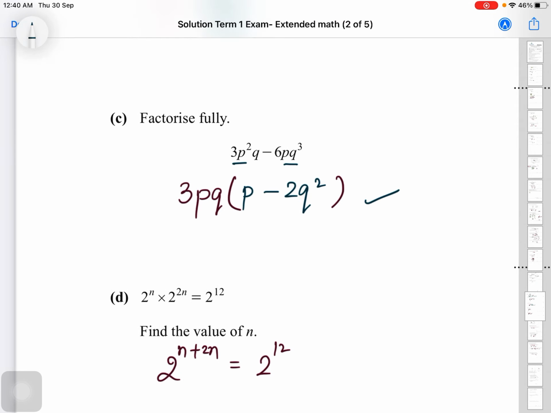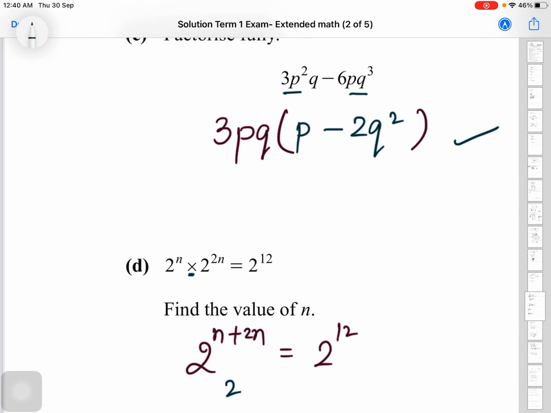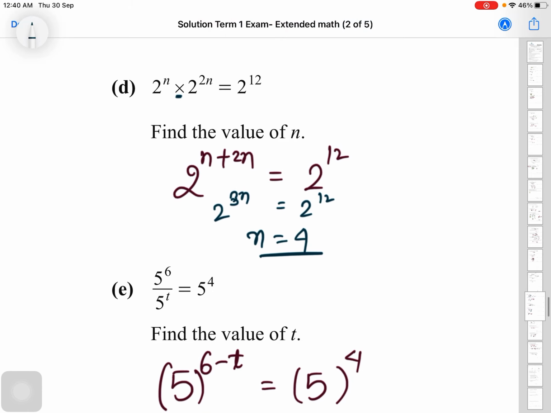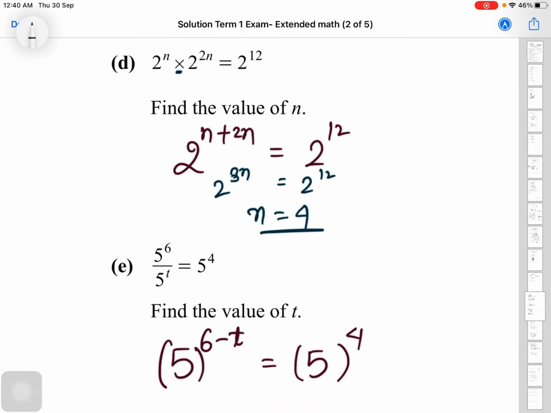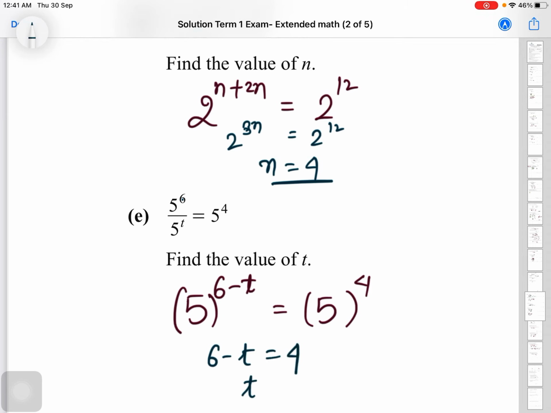2 to the power n into 2 to the power 2n is equal to this. Because it's multiplication, the powers will get added up. n plus 2n will be 3n. So 2 to the power 3n is equal to 2 to the power 12, which means this 3n is equal to 12, and n will come out to be 4. Again, law of exponents. The power will get subtracted. 5 to the power 6 minus t will be equal to 4. So 6 minus t is equal to 4. The value of t will become how much? 2. That's the answer.